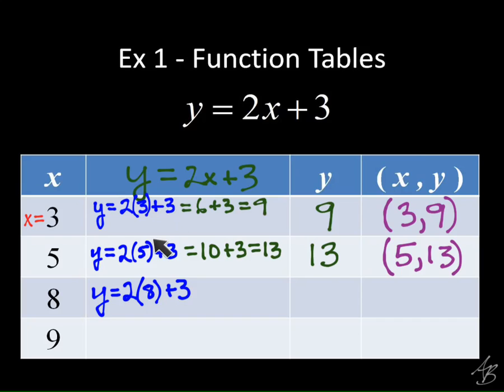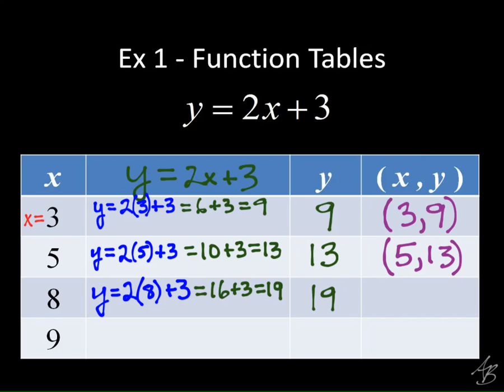So notice that all of these are the same here, with the only difference being the number that we put where the x is. So we just take this number from the x column and put it in where the x was here. All right, what is 2 times 8? 2 times 8, 16. And then we still have the plus 3. 16 plus 3 is 19. So that means that y equals 19.